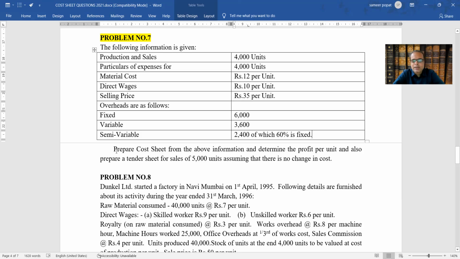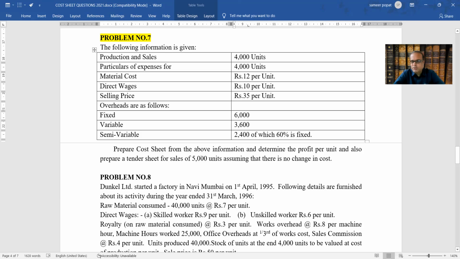Prepare cost sheet from the above information and determine the profit per unit. Also prepare the tender sheet for sales of 5,000 units, assuming that there is no change in cost. So here the details are given regarding 4,000 units, and we need to prepare one more cost sheet for 5,000 units.